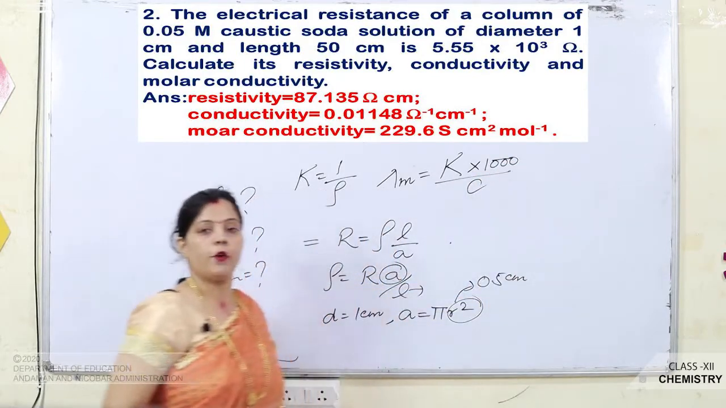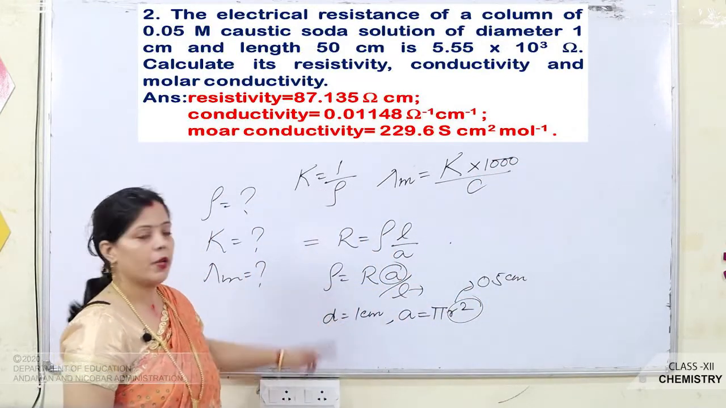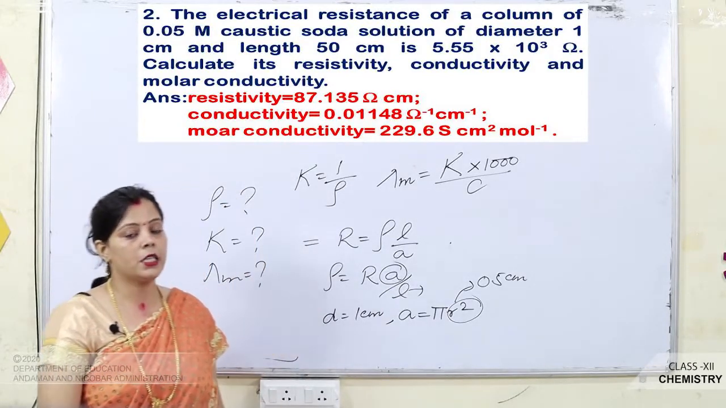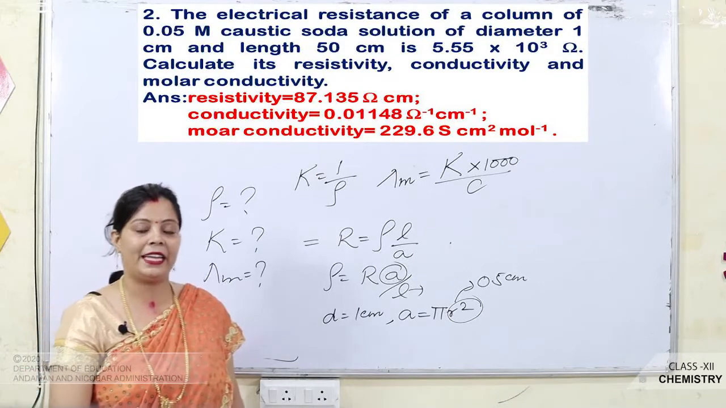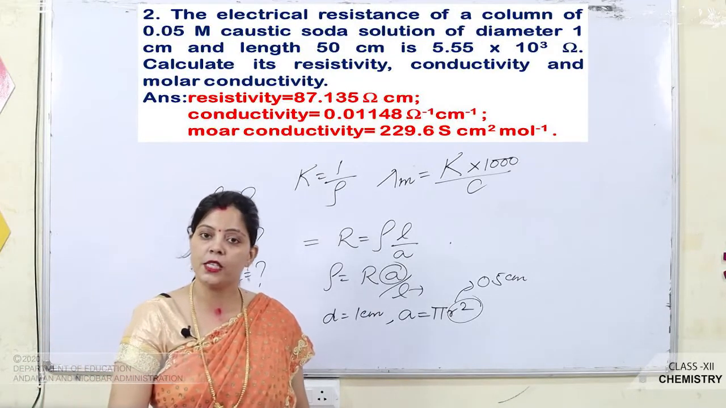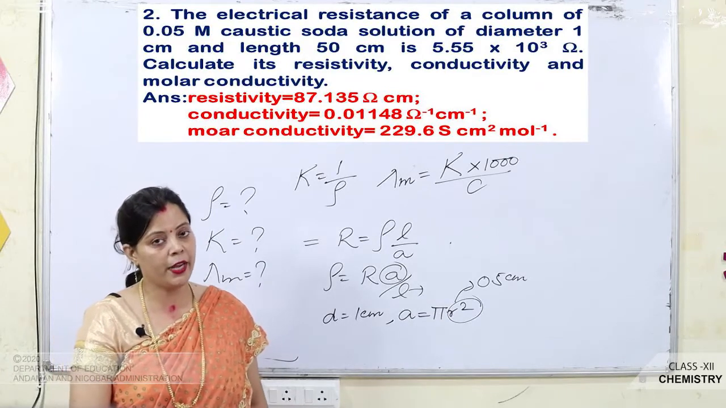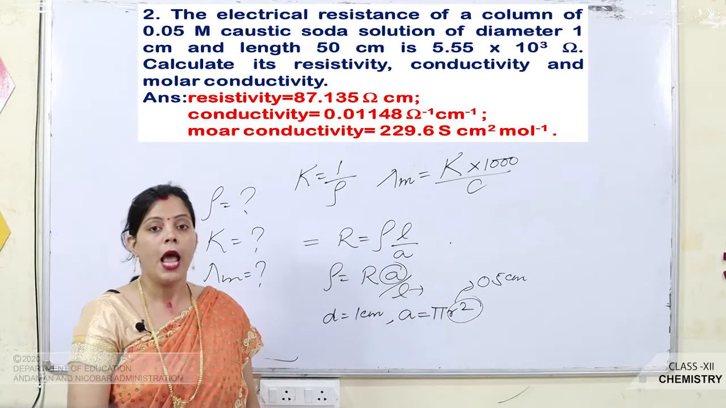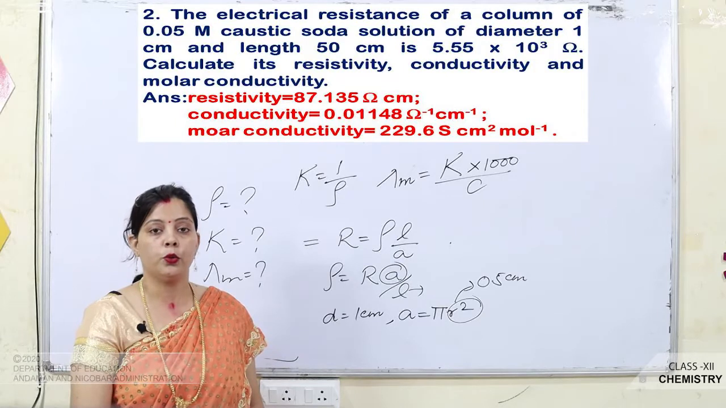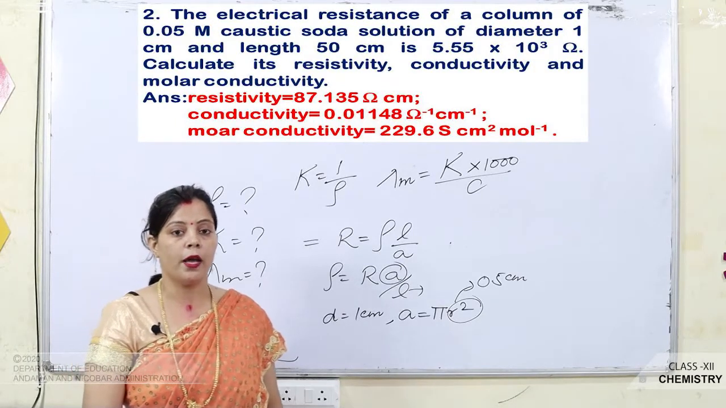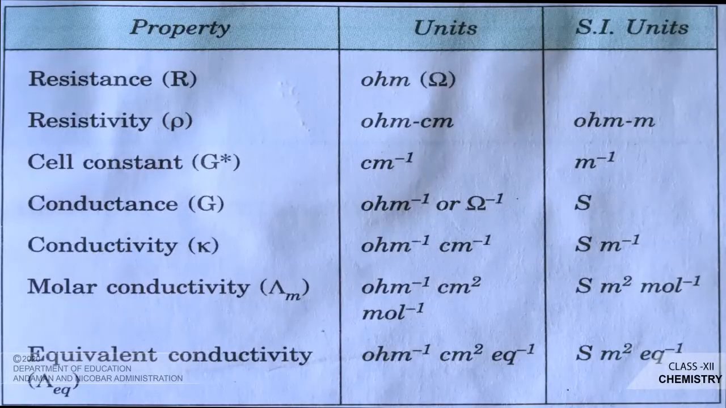So by using this formula and these hints, you are able to solve this numerical problem, and the answer for the resistivity is equal to 87.135 ohm centimeter, conductivity is equal to 0.01148 ohm inverse centimeter inverse, and the molar conductivity is equal to 229.6 Siemens centimeter square mole inverse. After that children, there is an important slide.